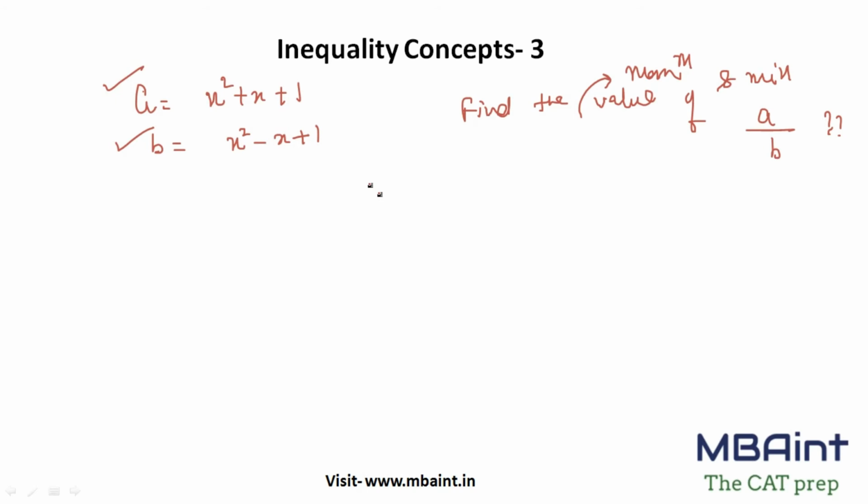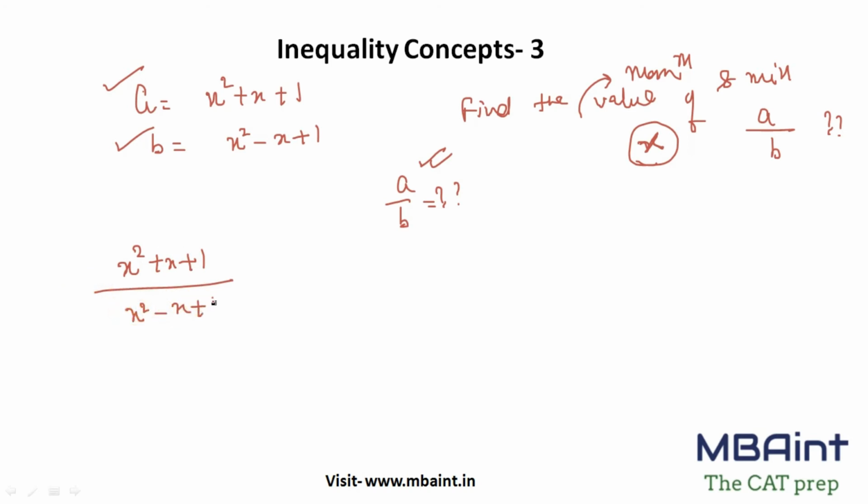Now A upon B means find the maximum and minimum value of x. That's what they are asking, and they have given you this condition. The question is to find the maximum and minimum value of x. Now how to approach this? If A and B are given like this, I can write it very well as x square plus x plus 1 upon x square minus x plus 1. But guys, how to approach these kinds of questions so that I can get the maximum and minimum value?